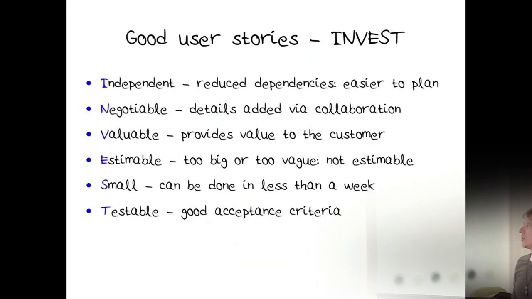And so good user stories are independent, so they have as few dependencies as possible. Negotiable, so details can be added to them via collaboration with the product owner. They're valuable, providing some value to the customer. You can estimate them, they're small enough. And they're testable, meaning that you have acceptance criteria, so you know when the story is done, if it passes these criteria.